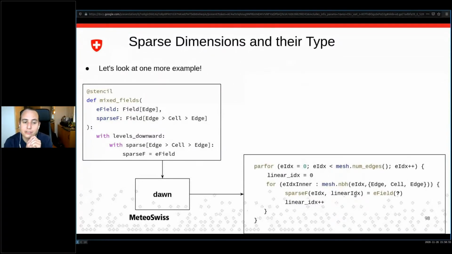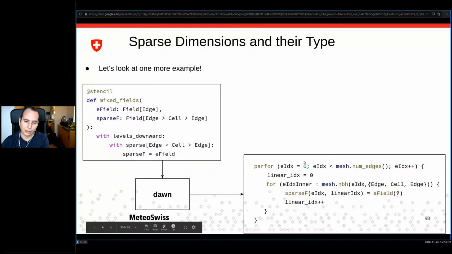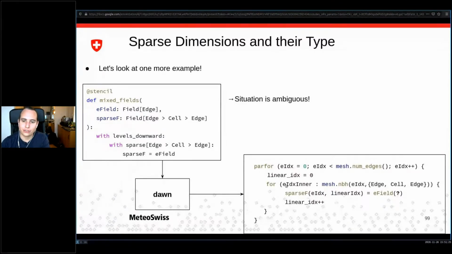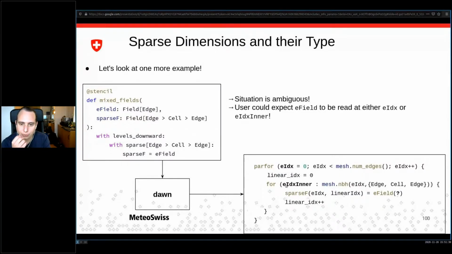Okay, I realize that this gets a little bit repetitive, but let's look at one last example, if you want to bear with me. So here we have an edge field, and we have a sparse field going from an edge to a cell to another edge. So what do we generate here? So we realize that we have an edge index, and our neighbors are also on edges. So should we now take the inner or the outer edge index? So we see that the situation is ambiguous. And the user could reasonably expect either index. There is no right or wrong here.